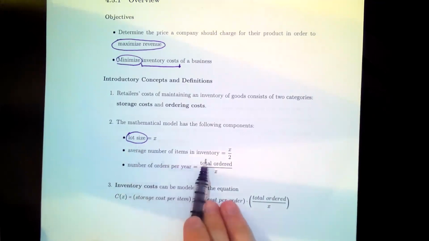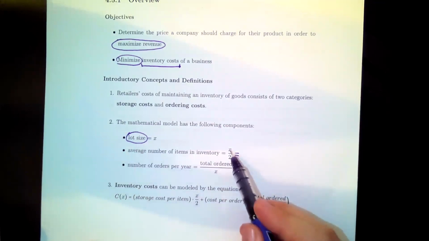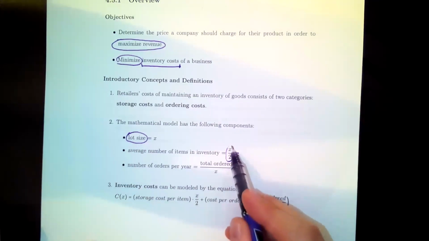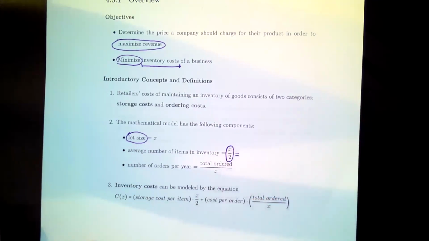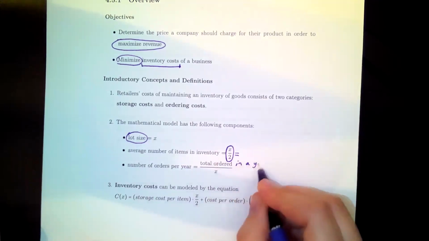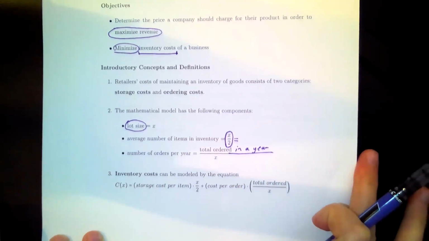The average number of items in the inventory in general, they are always giving that. We always use for here X, the lot size, divided by 2. And this is a formula we'll use repeatedly. It's what they want us to use for the average number of items. And the number of orders per year is given by the total that you order in a year, specifically, divided by X, the lot size. So we're going to use these terms and have to find like the number of orders per year and things like that when we're working with these formulas.